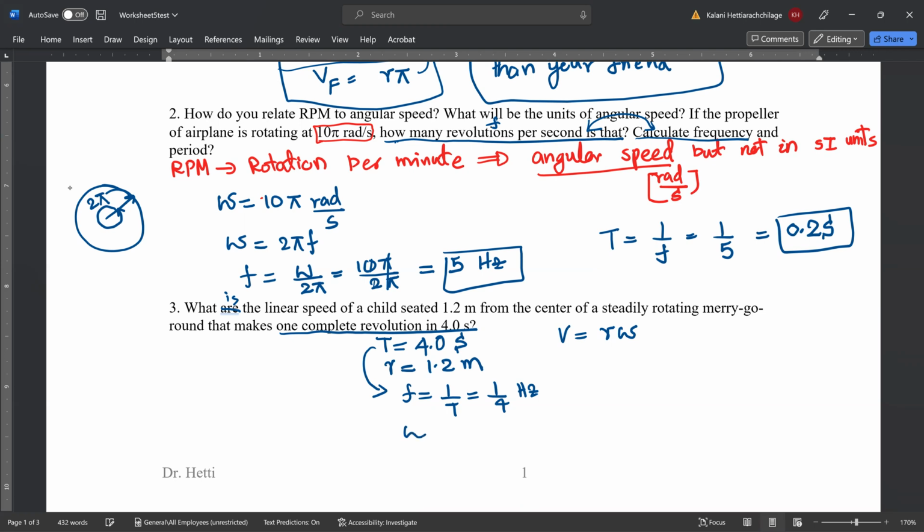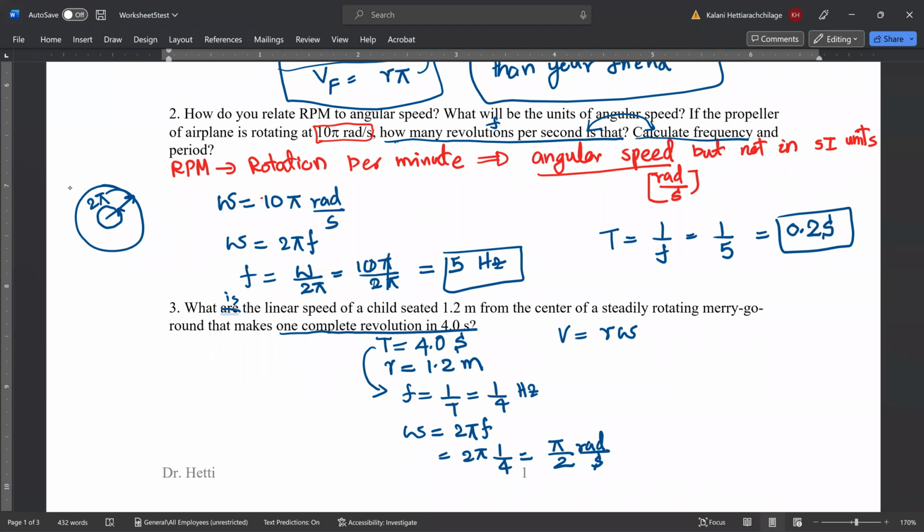And then omega is what? Omega is 2 pi. That means 1 complete revolution times the frequency. That will be 2 pi and 1/4. This will be equal to pi/2 radians per second. That's the angular frequency or angular speed, right?